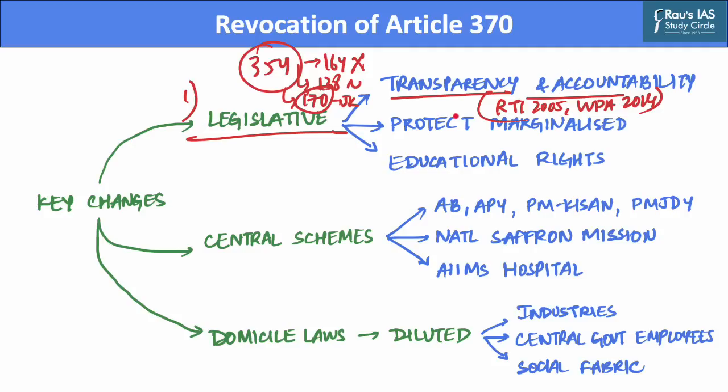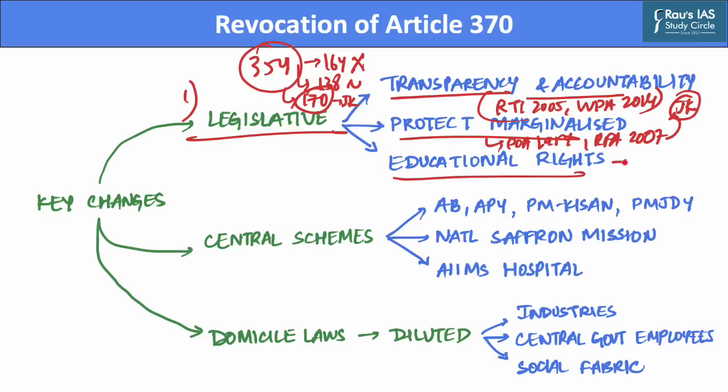Further, laws that were enacted for protection of marginalized sections, such as the Prevention of Atrocities Act of 1954, as well as the Scheduled Tribes and Other Forest Dwellers Recognition of Forest Rights Act of 2007, were also made applicable to the Union Territory of Jammu and Kashmir. Also, laws that granted educational rights to children, such as the Right to Education Act of 2009, were also made applicable to the Union Territory.